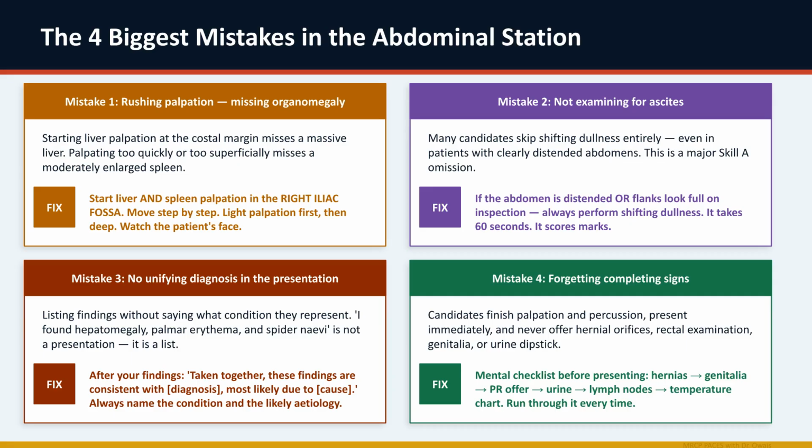Mistake 4. Forgetting completing signs. Hernial orifices. Genitalia. Rectal examination offer. Urine dipstick. Lymph nodes. These are the steps that differentiate a complete, systematic examination from an incomplete one. Examiners notice when candidates go straight to the presenting summary, without offering to complete the examination.